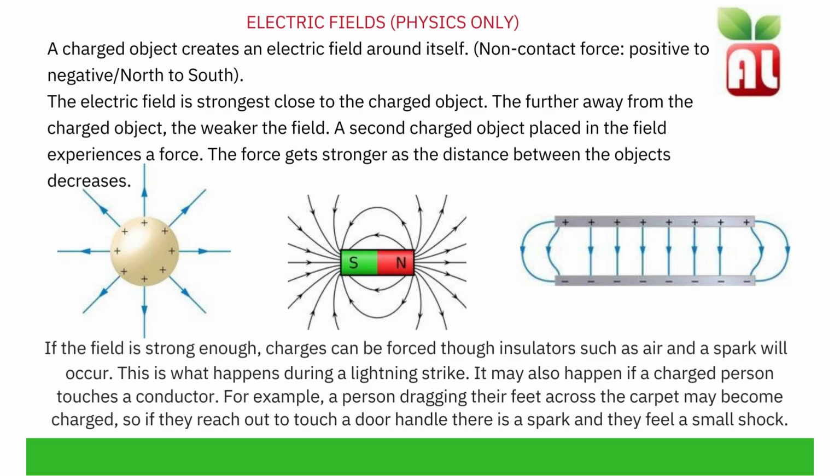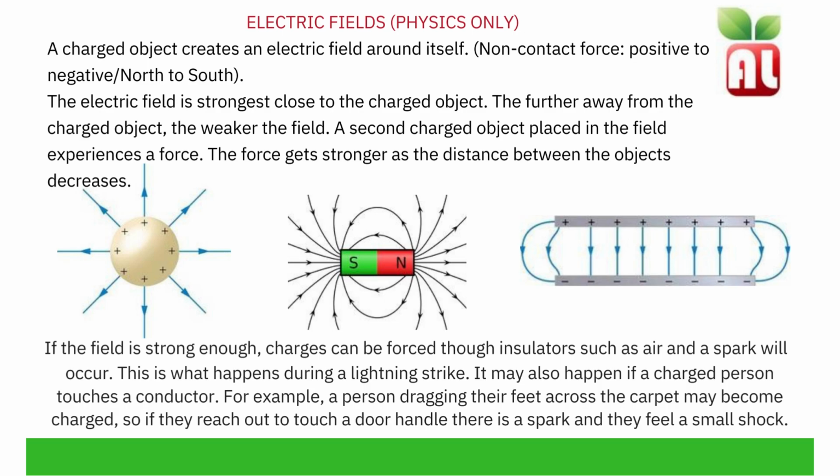Fields are usually shown as diagrams with arrows. The direction of the arrow shows the way a positive charge will be pushed. The closer together the arrows are, the stronger the field and the greater the force experienced by charges in that field. This means that the field is stronger closer to the object. To note, field lines point away from positive charges and towards negative charges.